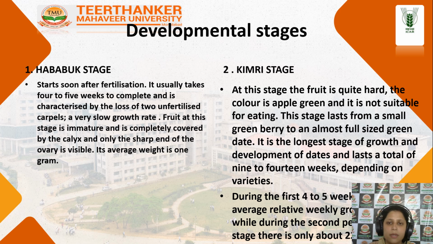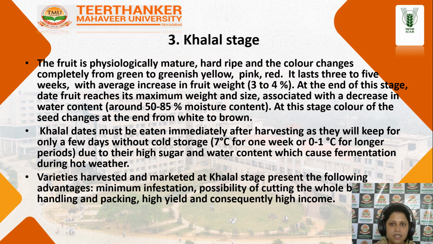Now if we talk about Kimri stage. At this stage the fruit is quite hard, the color is apple green and it is not suitable for eating. This stage lasts from a small green berry to an almost full-size green date. It is the longest stage of growth and development of dates and lasts a total of 9 to 14 weeks depending on varieties. The third stage is the Khalal stage.